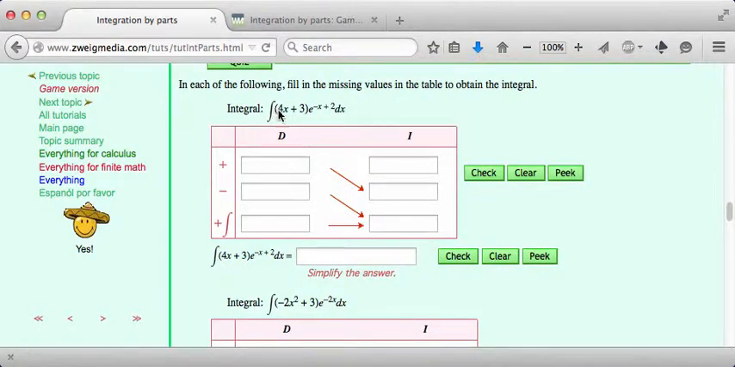Now this is one of the easy ones. Remember that if you have a polynomial times an exponential function, you can put the polynomial in the D column. So I'm going to put the 4x plus 3 in the D column, and I'm going to put the e to the negative x plus 2 in the I column. Notice if you forget to put parentheses, like I'm going to do on purpose, you can see that it's wrong. You see that? You have to put the whole exponent in parentheses, otherwise it doesn't understand what you're doing. So let's try that. Now it's happy.